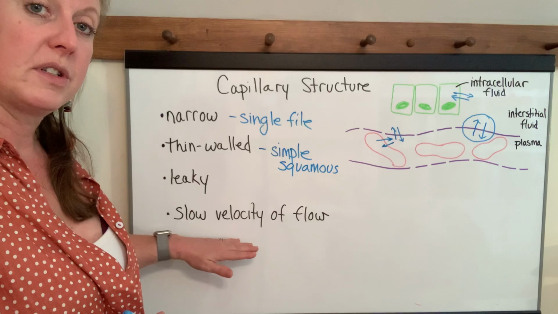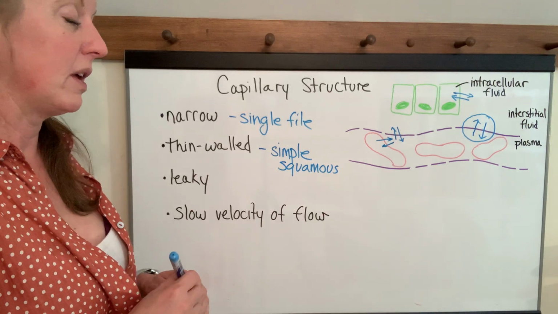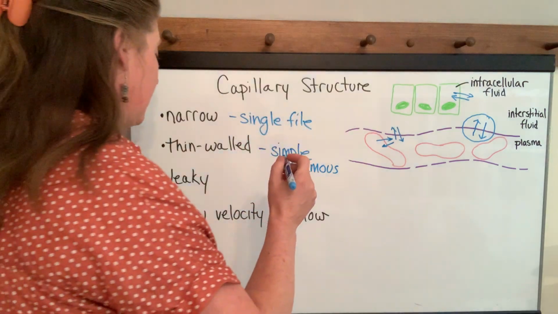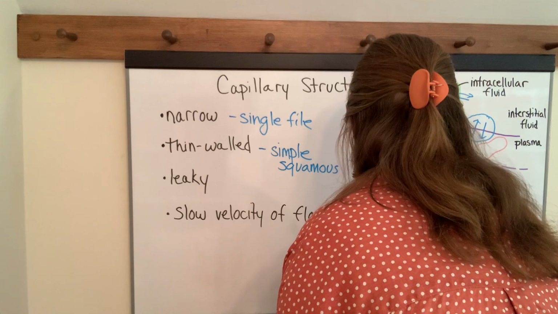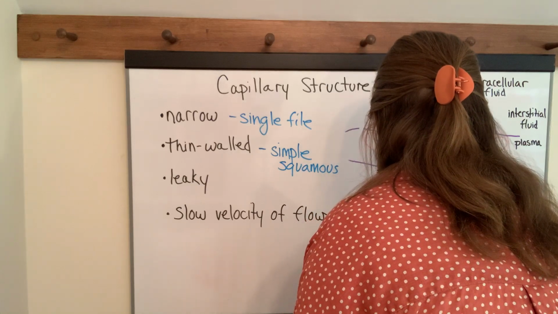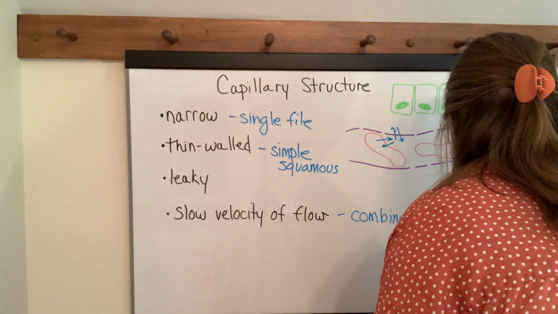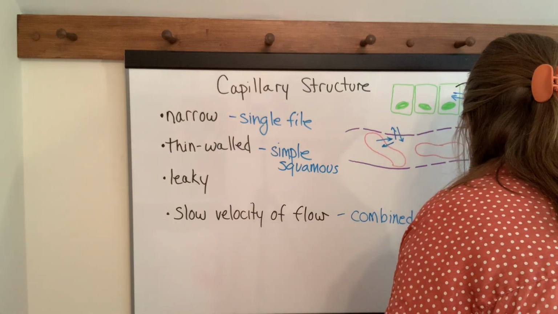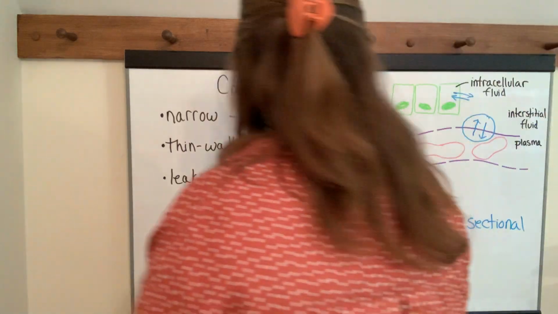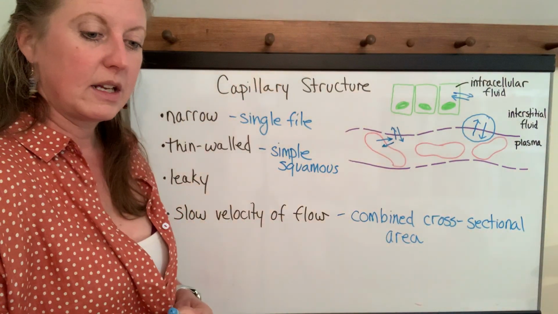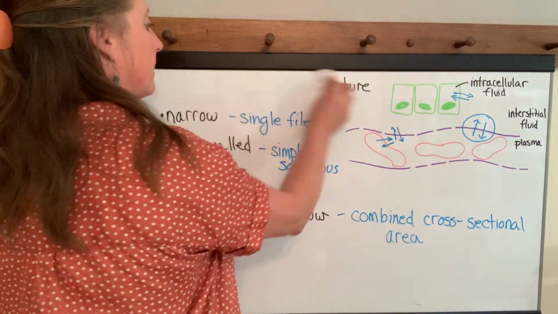Even though the pressure is not the lowest in the capillaries, the velocity, or the speed of blood flow, is. And this is because of something called combined cross-sectional area. Okay, so let's take a look at what that means, the combined cross-sectional area.